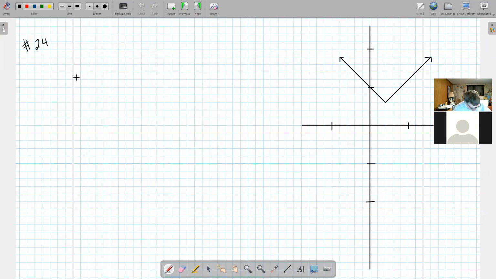24, new question. Now we are to find the domain and the range. And we're going to use interval notation.